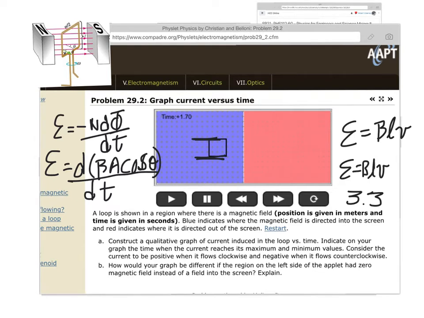And then, no, that's not the L. That's the L, about 3.3. And then the width is also about 3.3. Again, there's a little bit of uncertainty there. 3.3. And the B is given. This is negative 0.5. And this is positive, coming out, 0.5.